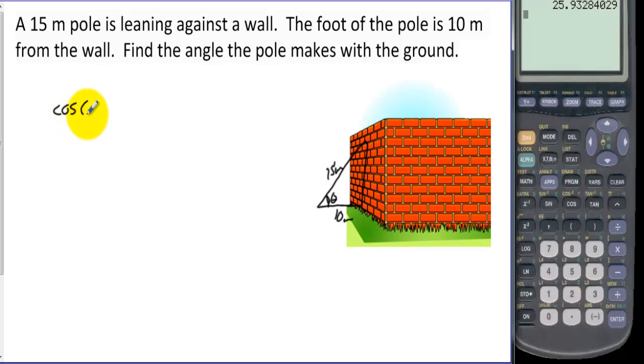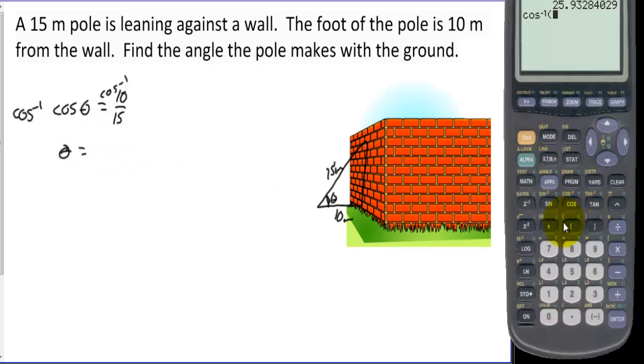We have the cosine of theta is equal to adjacent over hypotenuse. So we have 10 over 15. In order to find theta, we need to take the inverse cosine of both sides. So when you take the inverse cosine of cosine, those undo each other. We're left with theta. And the inverse cosine of 10 divided by 15 is, our answer is 48.19 degrees.